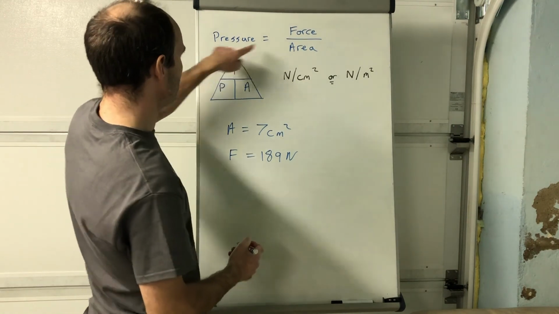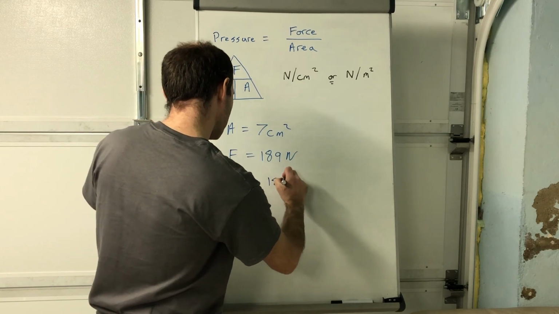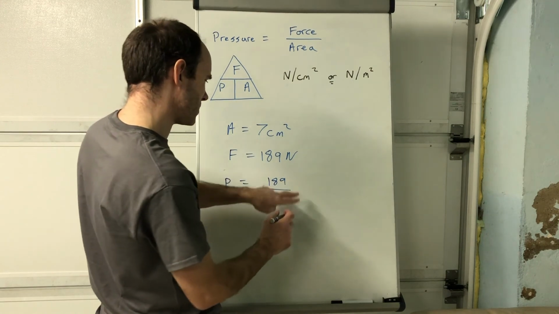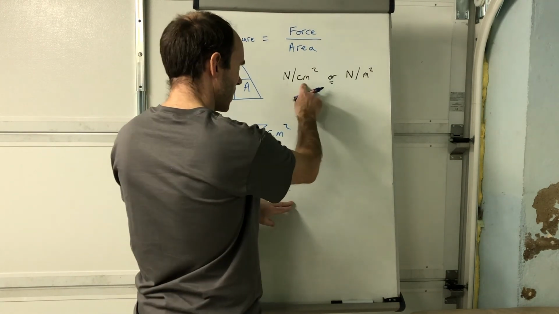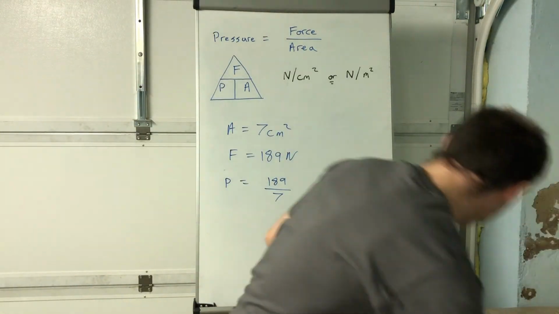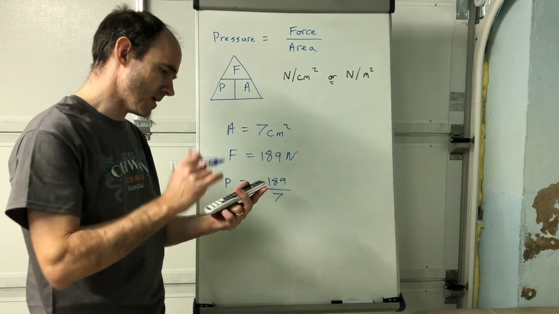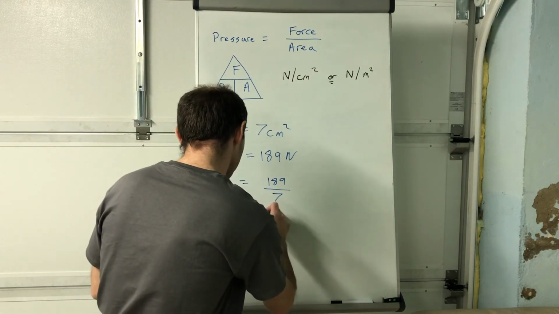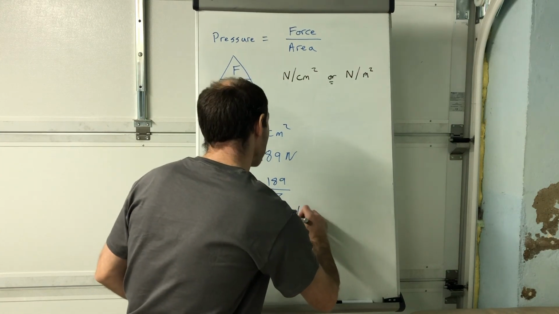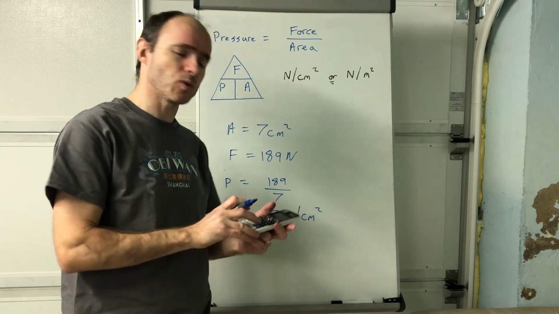So pressure is force divided by area. So pressure is going to be 189 divided by 7. And because that's in newtons and that's in centimetres squared, my answer is going to be in newtons per centimetre squared. Let's just find the calculator and do that division. 189 divided by 7 is 27. So the pressure generated is 27 newtons per centimetre squared. And that's it. It's as simple as that.